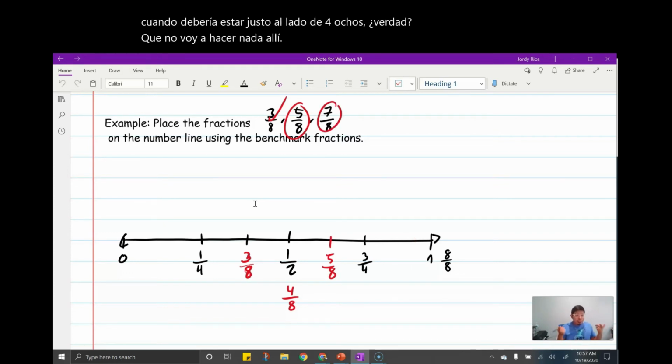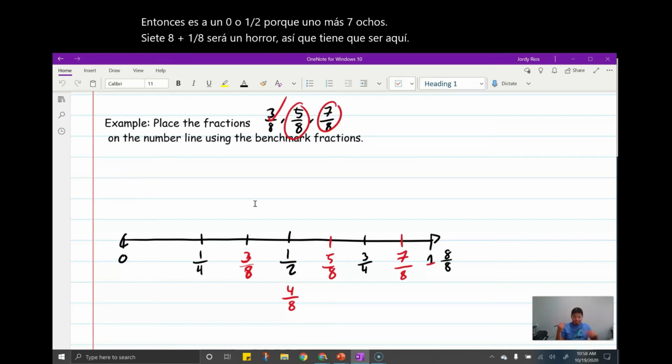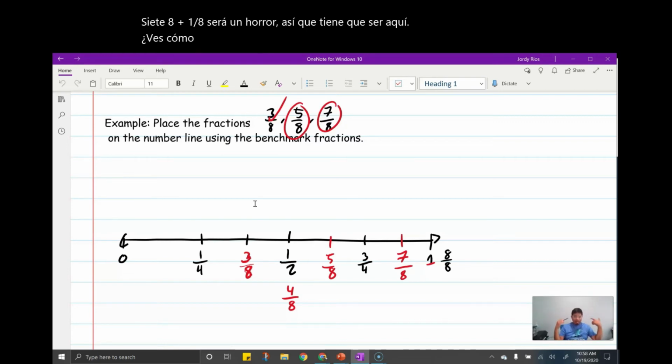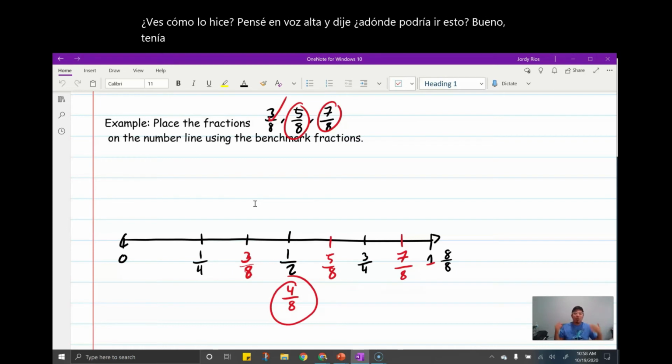7/8. Ooh, 7/8 is closer to a whole than it is to a 0 or a half, because 7/8 plus 1/8 would be a whole. So I know it has to be right here. See how I did that? I thought out loud and I said, where could this possibly go? I had to have known 4/8 is equivalent to a half. That's why I did that.